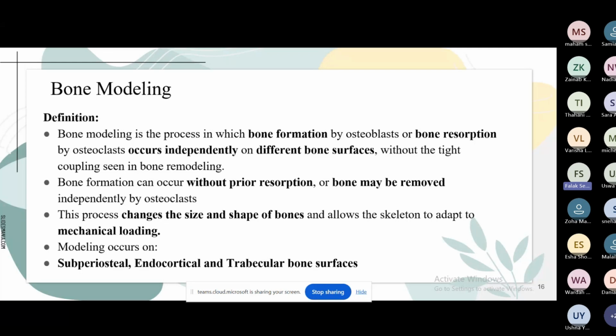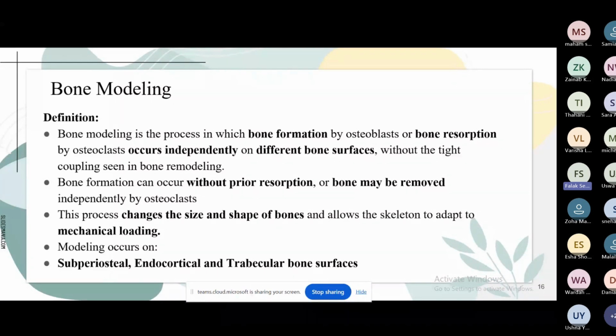Bone modeling is the process in which bone formation by osteoblasts or bone resorption by osteoclasts occur independently on different bone surfaces without the tight coupling seen in bone remodeling. Remember that in bone modeling, you will find areas of bone formation as well as bone resorption at different surfaces of the bone, and they are not connected with each other. They are doing their work independently, and there is no tight coupling, right?